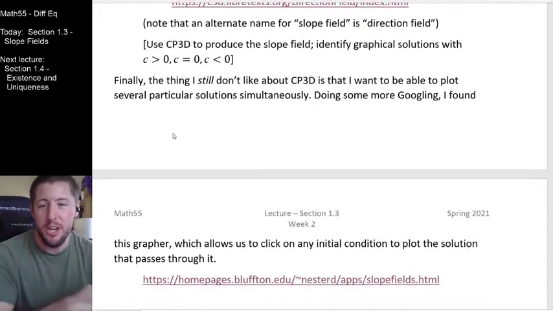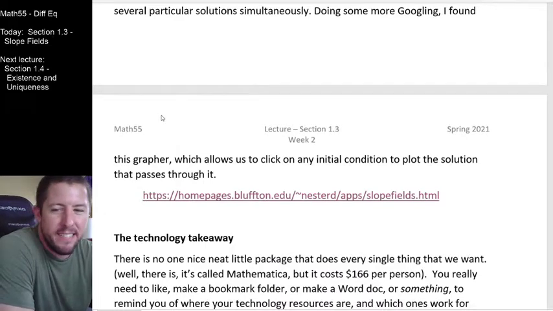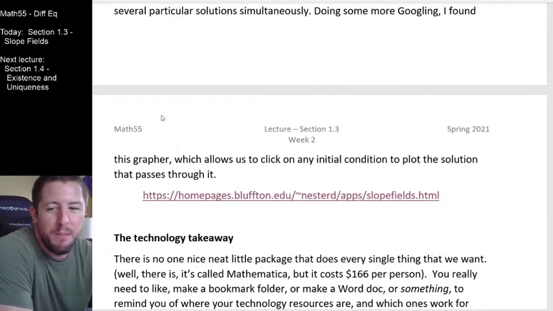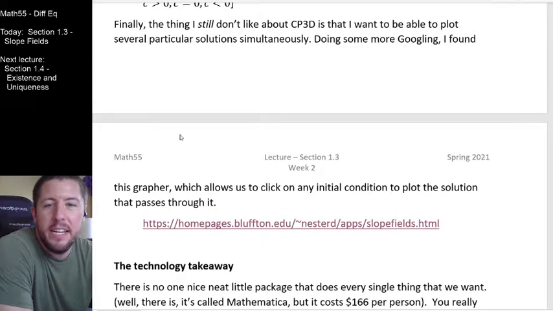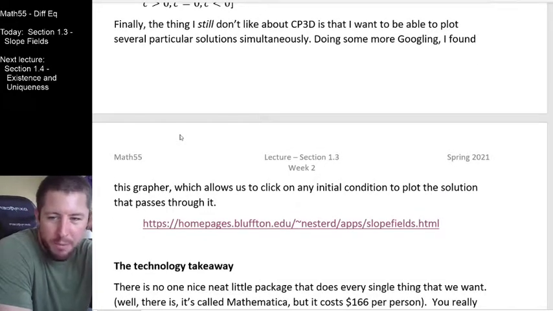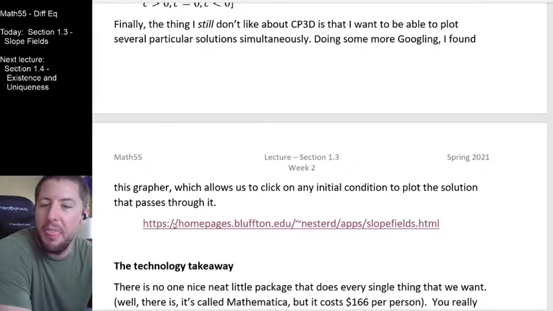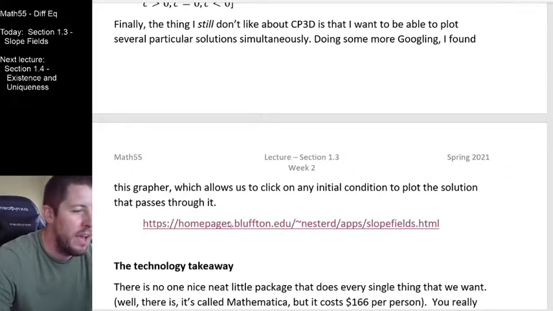So I do want to show you guys one more option right here that's slightly better. CalcPlot 3D should become your friend. I did some more Googling, and basically all I did was Google slope field grapher, and I found this was like the 6th or 7th option. And I think that this is one of the better ones that I've found.